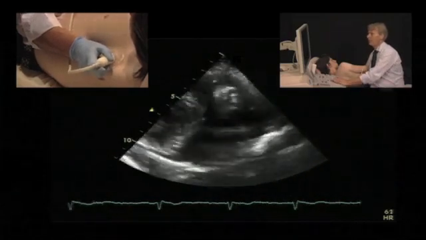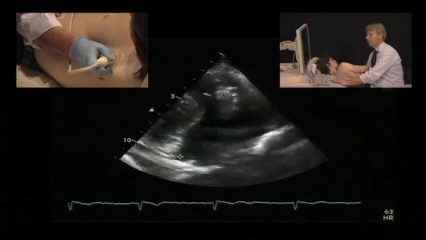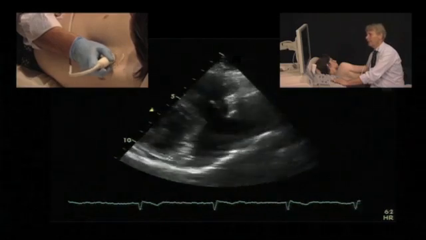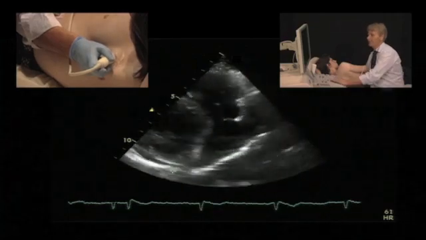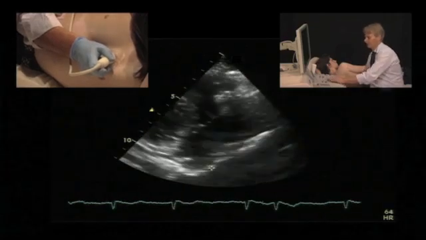Oh yeah, something I forgot to say. There's also the possibility to visualize the coronary sinus and also the vena cava inferior. Those are the structures that you see down here.